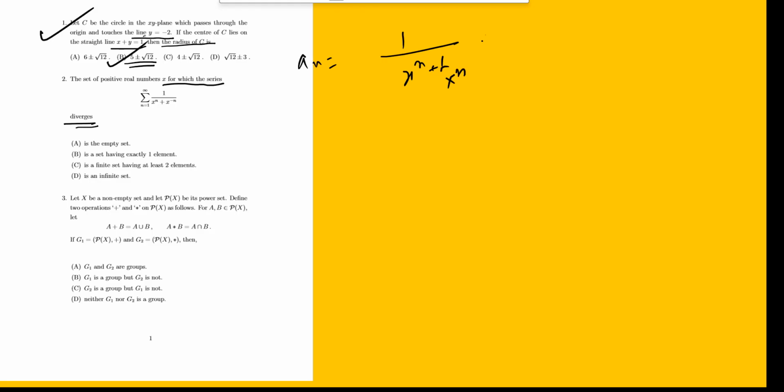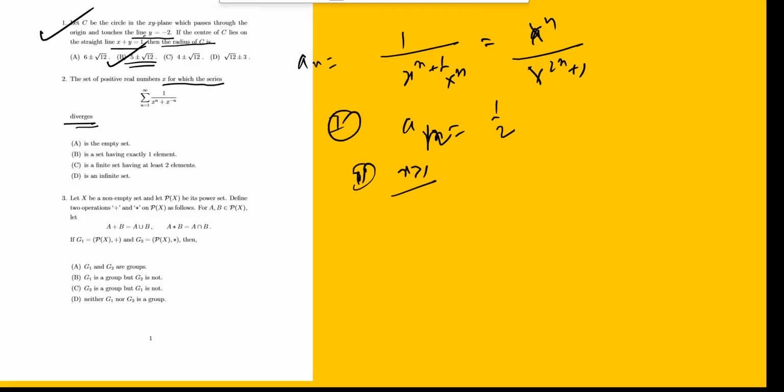So this is the a_n, we can write x to the power n over x to the power 2n plus 1. Now, case 1: we can take some values, x equal to 1, so we can write a_n equal to 1 by n plus 1 by n, so 1 by 2. Okay, that is a_n.